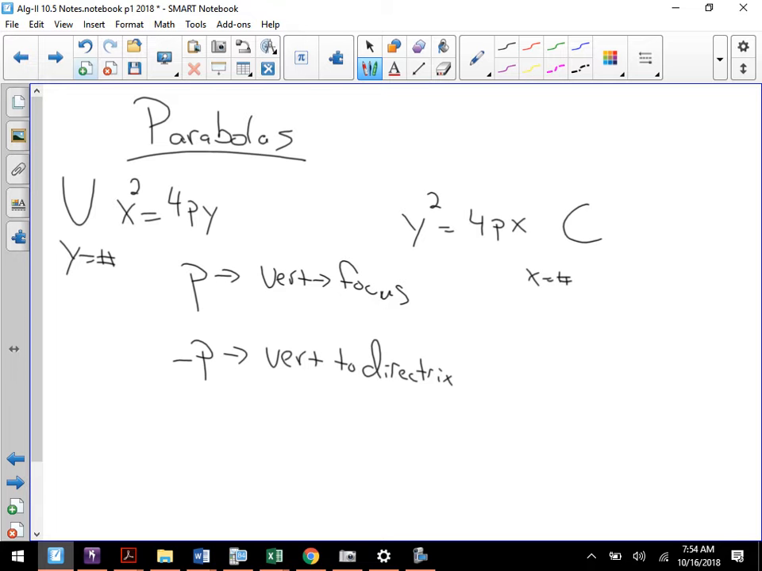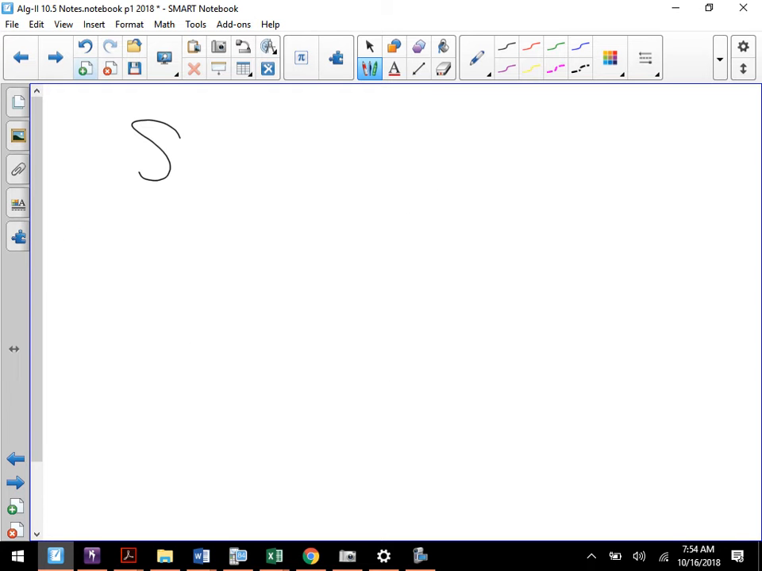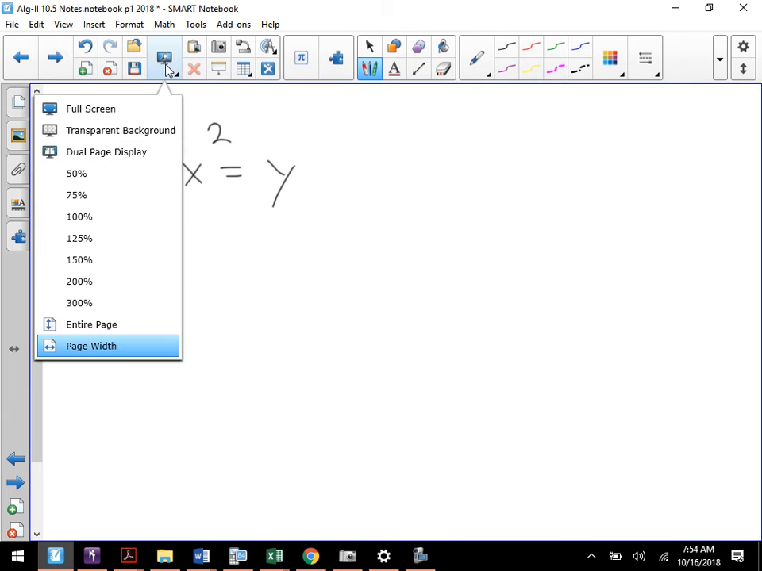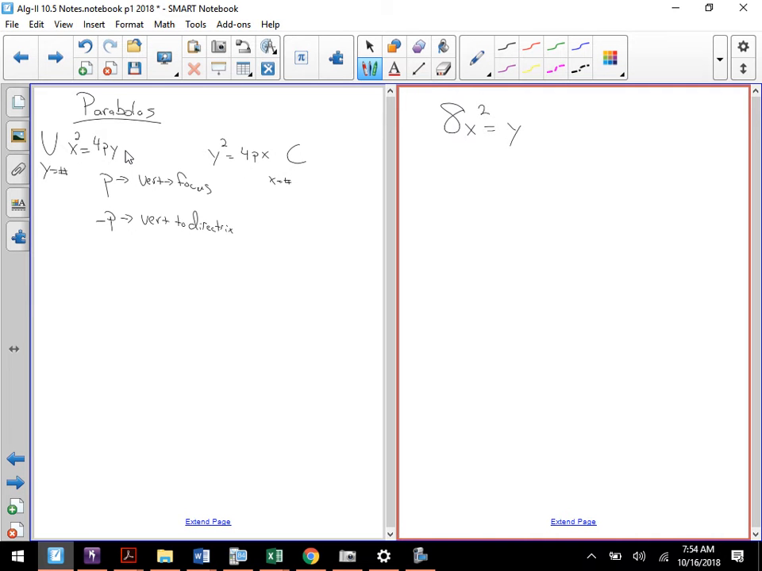If I look at number 1, it says 8x squared equals y. Well, I need to get into that generic format of x squared equals 4py. What do I do? Divide by the 8, good. I like to keep things in terms of fractions, so I'm going to have x squared equals 1/8 y. You okay with that?